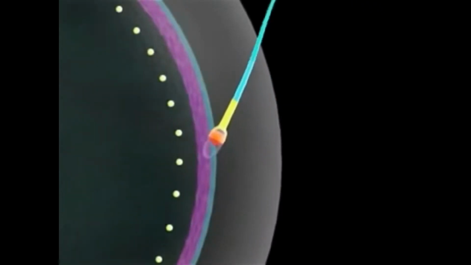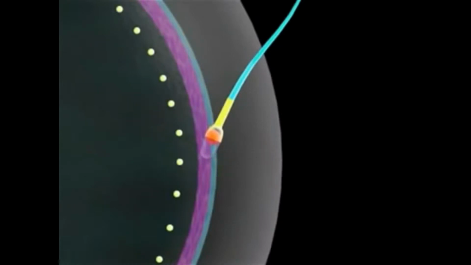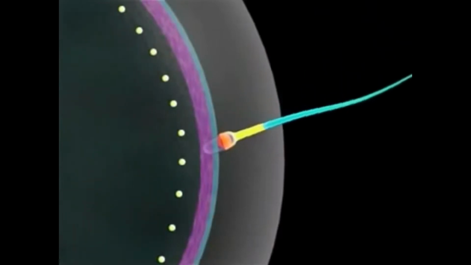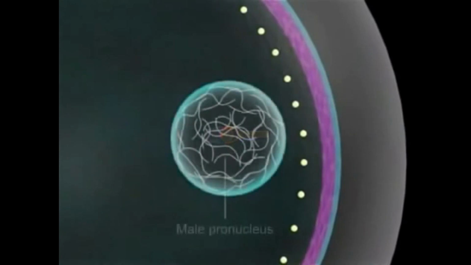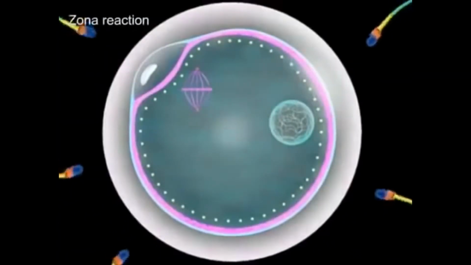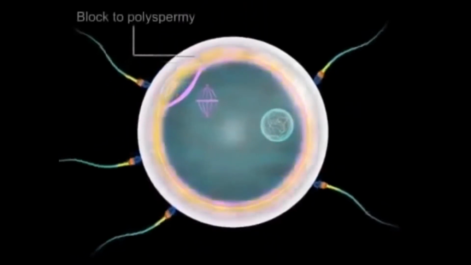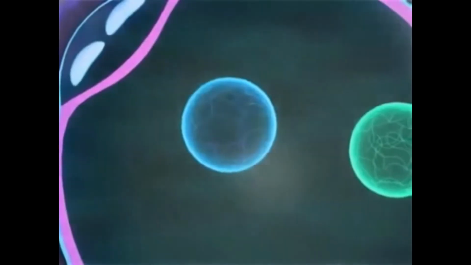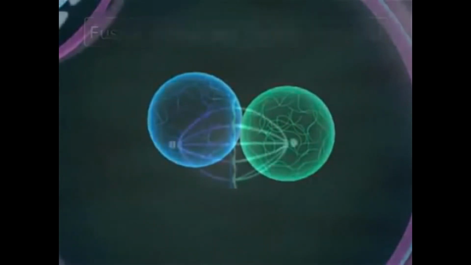Fusion of the egg and sperm plasma membranes triggers the release of calcium ions. This causes the cortical granules to fuse with the plasma membrane. The enzymes from the granules harden the zona pellucida. This resists the entry of other sperm. The combination of haploid sets of chromosomes from two parents, female and male, will form a zygote.